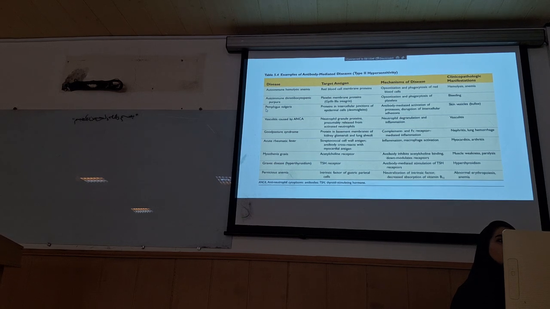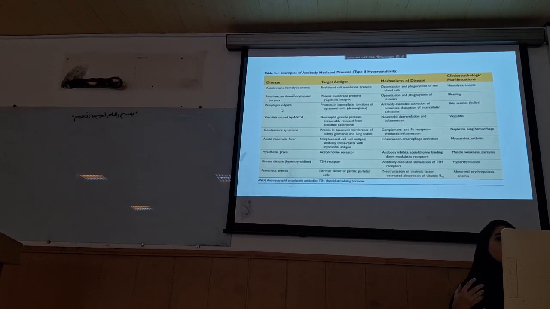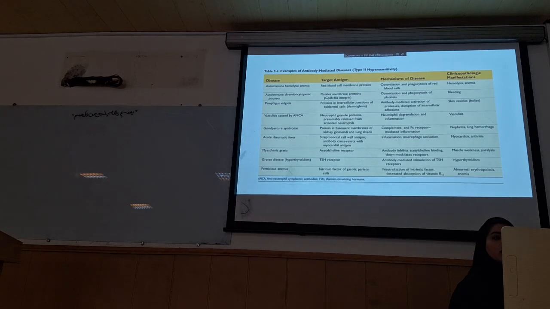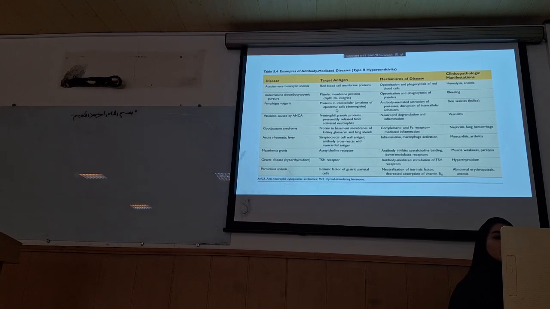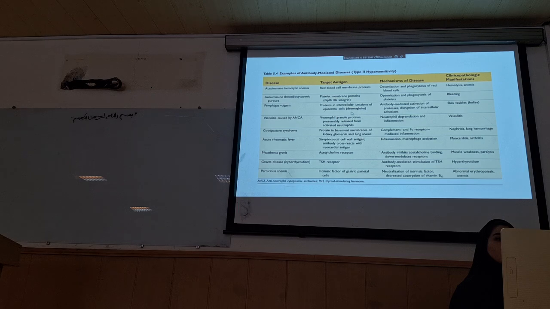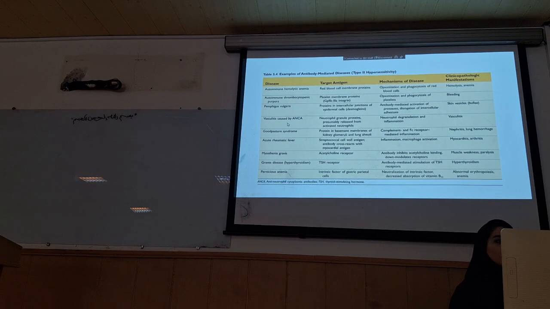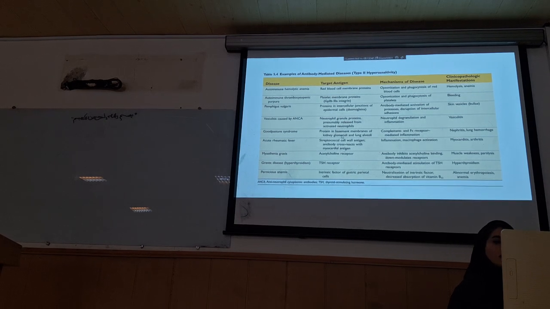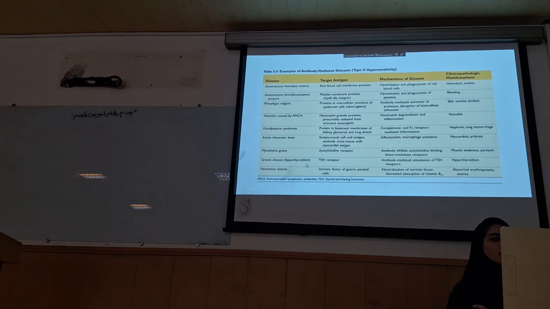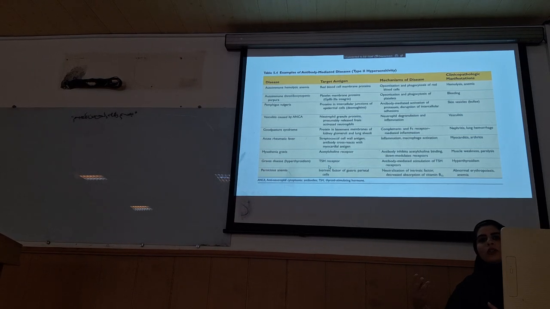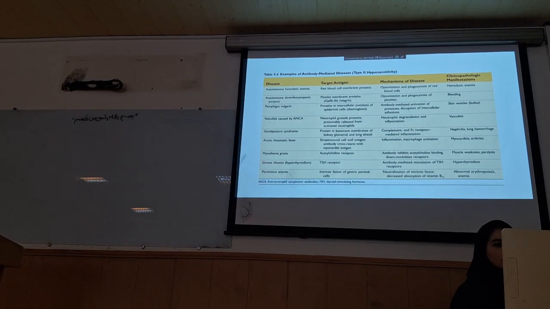For example, pemphigus vulgaris is a kind of bullous skin disorder. The target antigen is desmoglein, for example. Goodpasture syndrome, myasthenia gravis, and Graves' disease are all disorders caused by type 2 hypersensitivity, and these are the target antigens. For example, in Graves' disease, the TSH receptor is the target antigen, and the antibody attaches to the TSH receptor.